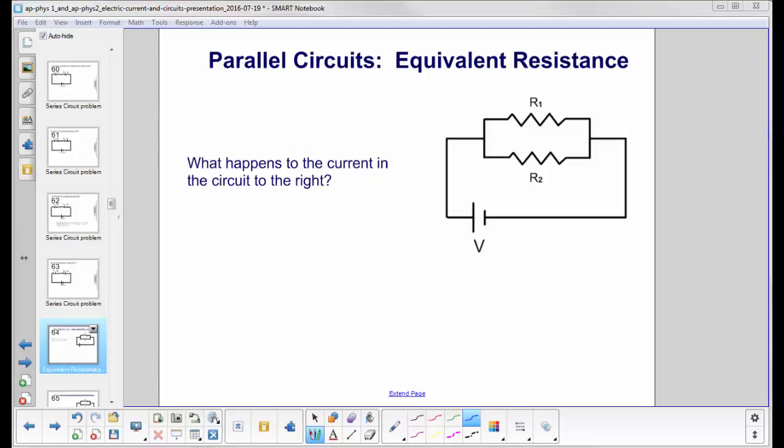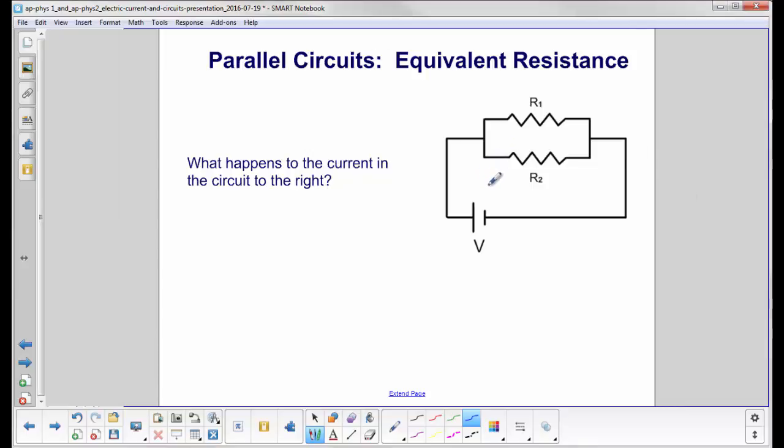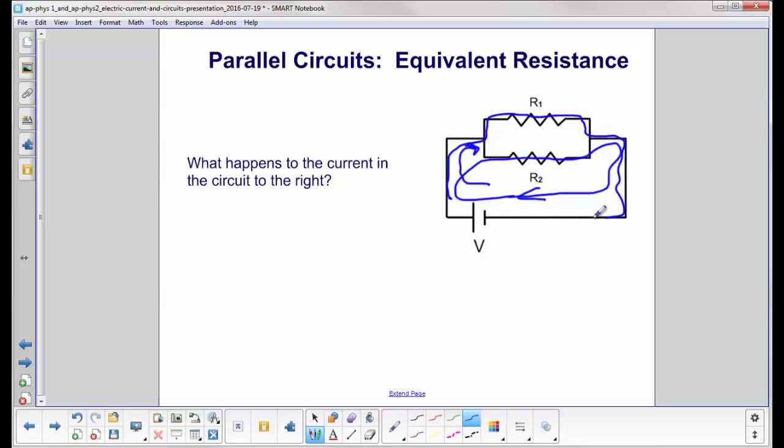Let's now shift to parallel circuits and find the equivalent resistance of a parallel circuit. Recall, a parallel circuit is when the current comes out of the battery and it has a choice to make. Some charges will go this way, some will go this way. You cannot draw just one loop and cover both resistors. One loop would go like this. You're only hitting one resistor there. And if I try the other way, I only hit the other resistor. So that's what a parallel circuit is.